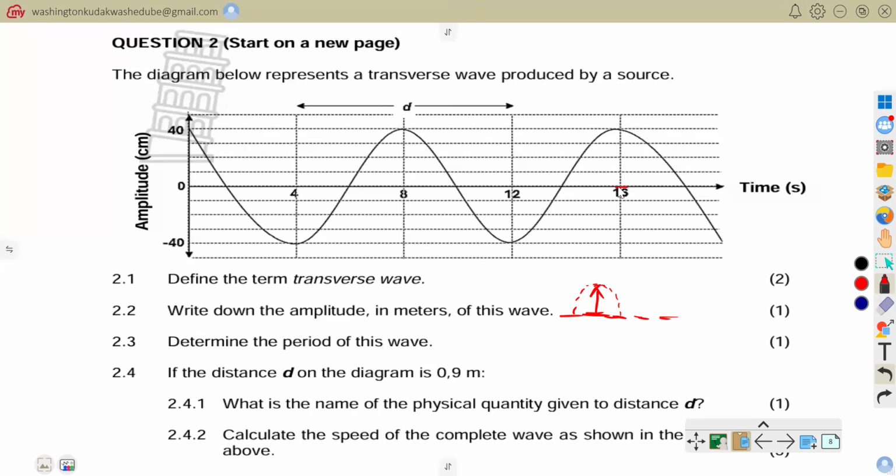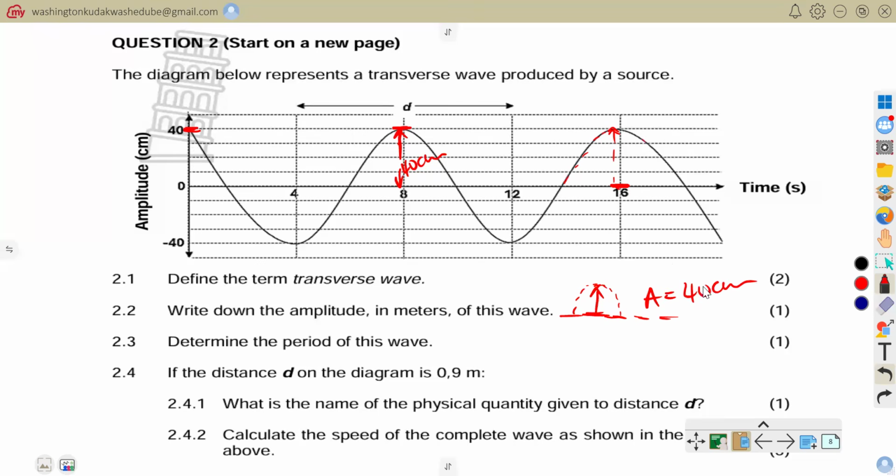So it simply means that this is the rest position, and this is the maximum position which our particles get to reach when they are displaced. So this becomes the total displacement. You can see that at the peak here we have 40 centimeters, so our particles will be displaced a distance of 40 centimeters. So our amplitude here is equal to 40 centimeters.